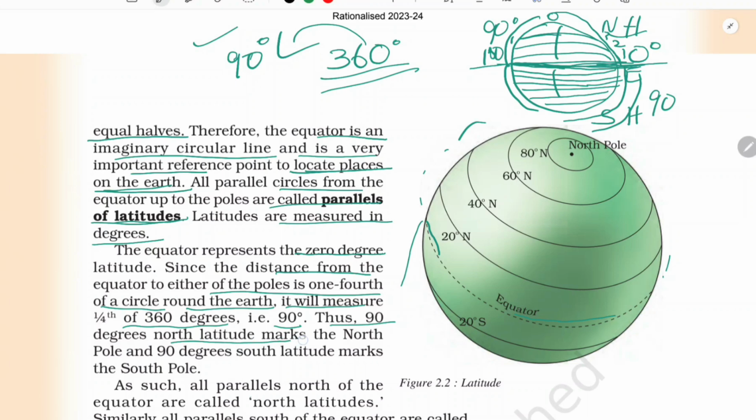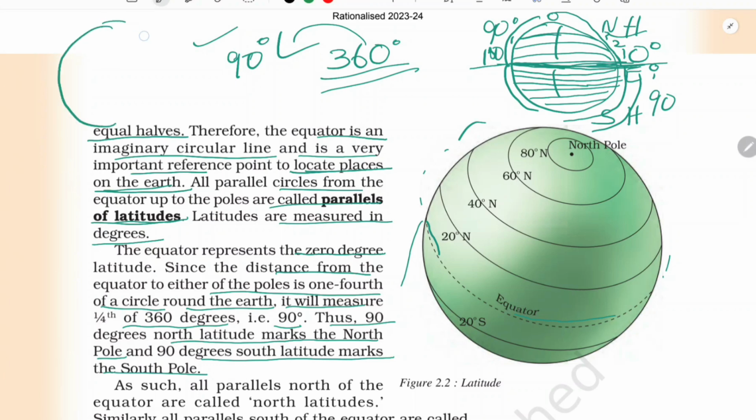Thus 90 degree north latitude marks the North Pole and 90 degree south latitude marks the South Pole. So here from the equator to the southern side it will mark as 90 degree south latitude, and from the northern side it will mark as North Pole 90 degree. I hope it is clear.